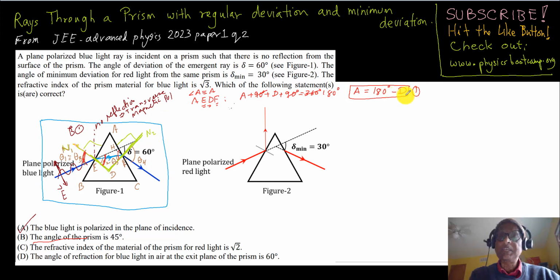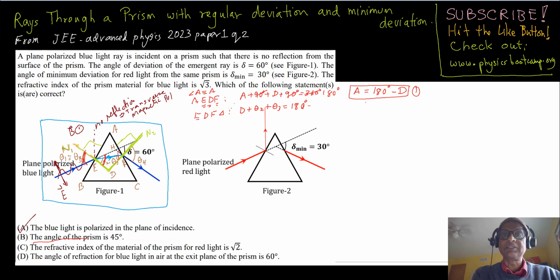So what's D? If you get D, then I can get A, right? What's D? We can get it in this triangle EDF. So in triangle EDF, from there we get D plus theta 2 plus theta 3 is 180 degrees. So we can solve for D here and plug in here.